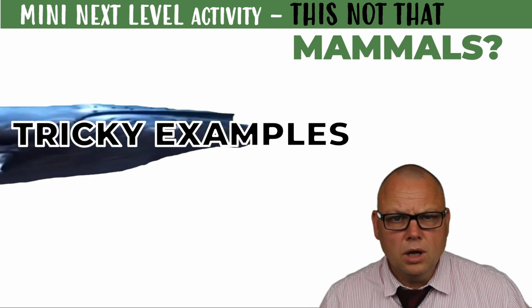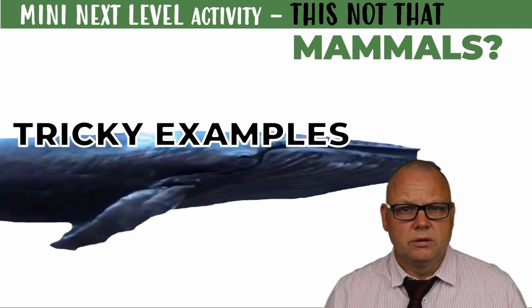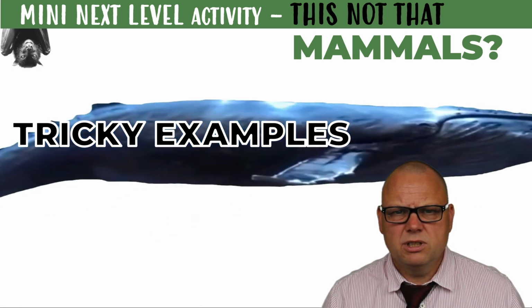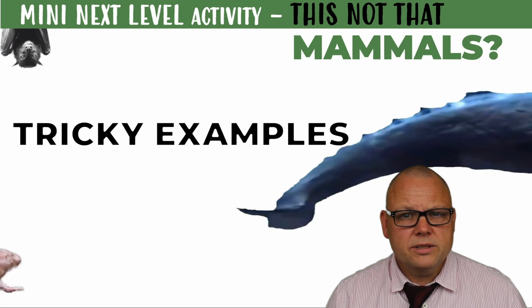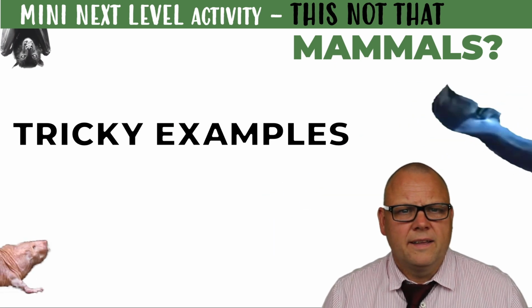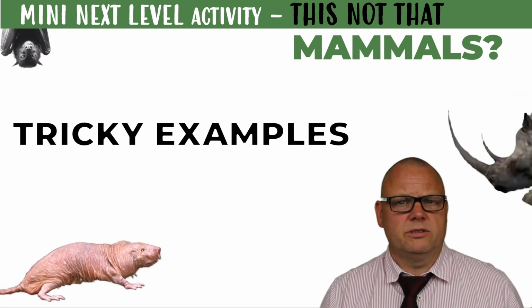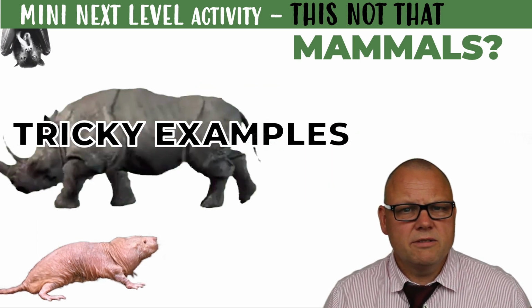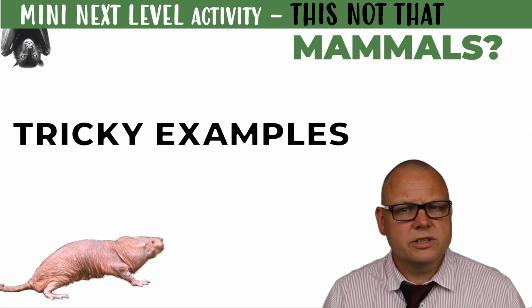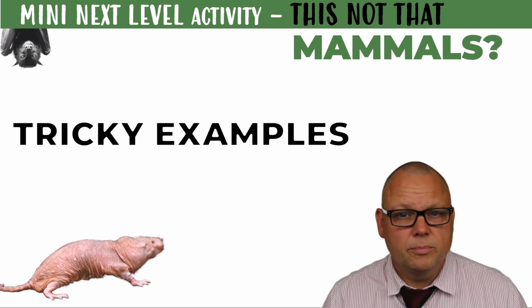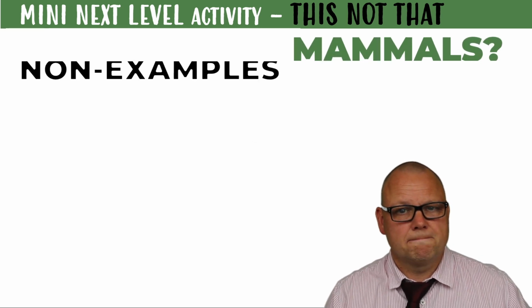So, an example I've got here is a whale. It hasn't got hair, so is it a mammal? It swims underwater. Do we have mammals underwater? At the top we've got a bat. Do mammals fly? At the bottom, we've got a mole rat. It hasn't got any fur or hair again. Same for the rhino. Are they all mammals? Aren't they mammals? So they're slightly trickier ones and get you thinking that little bit more. And that's what we want from this activity.